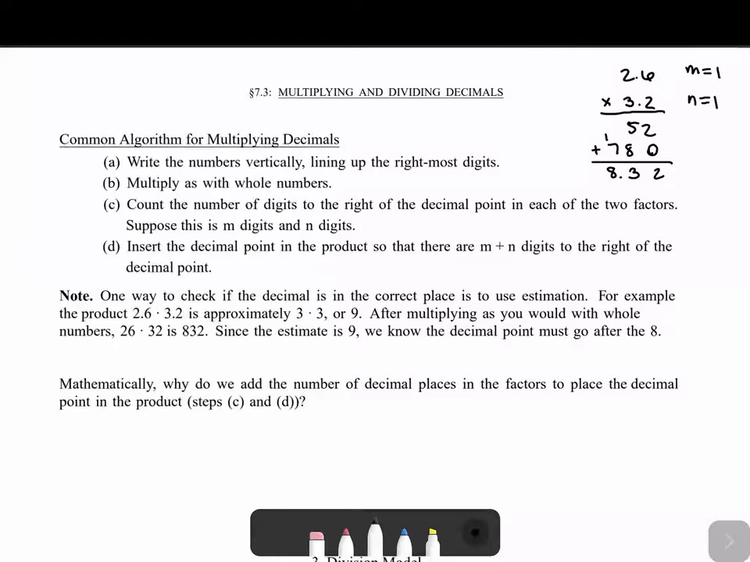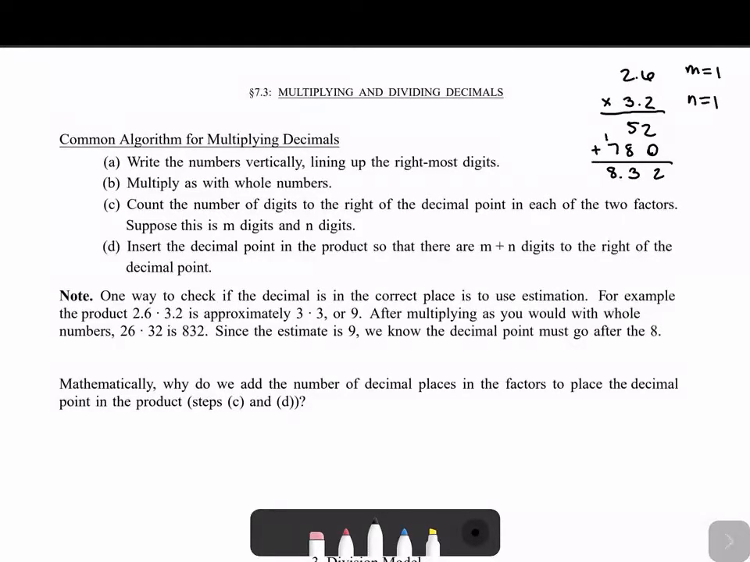One way to check if this decimal place is correct is to use estimation, which we talked about in chapter 4. So 2.6 and 3.2, the example that we just did, are both numbers that are really close to 3. So we should expect that their product should be close to 9. So if we get 832 and we don't know where to put the decimal point, you can use that this should be an answer fairly close to 9 to reaffirm that you should put the decimal place right after the 8, so that it's 8 point something, because that's the only way we're going to get pretty close to 9.